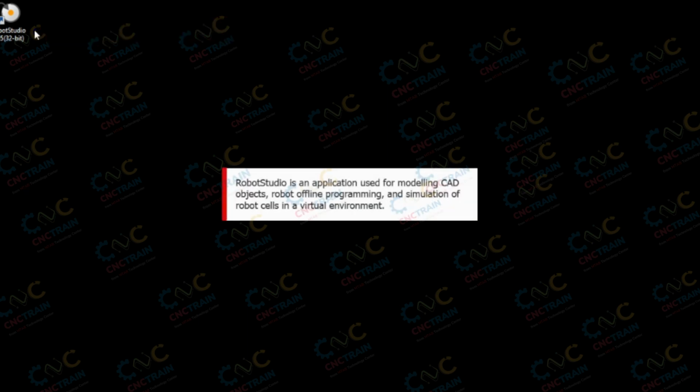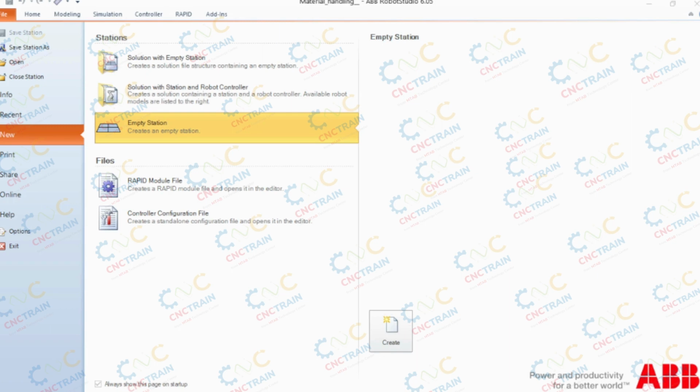Click Robot Studio V6.05 on the desktop to open the program. Robot Studio is an application used for modeling CAD objects, robot offline programming, and simulation of robot cells in a virtual environment. Let's now see how to create a new workstation.